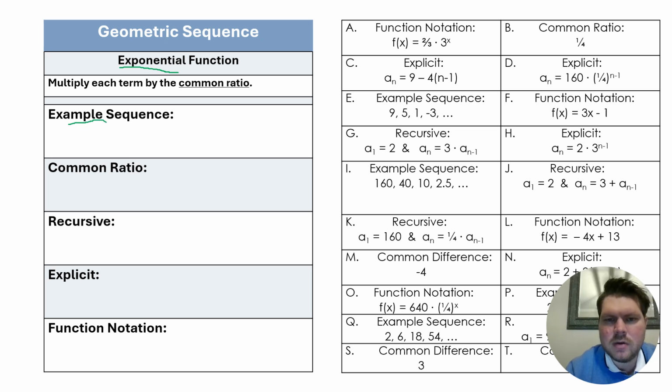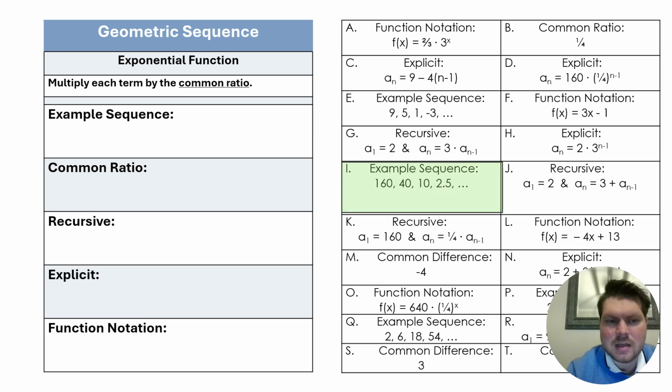As I go through, I get to E. E is 9, 5, 1, negative 3. That is not multiplying by a number. That's a linear pattern. So I'm not going to use E. Okay, I keep going, and then I come across I. 160, 40, 10.